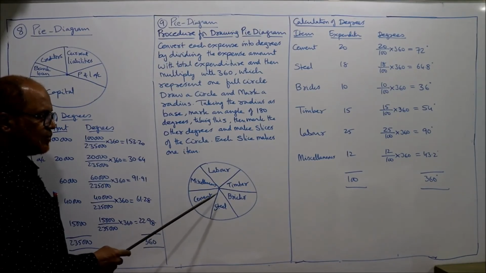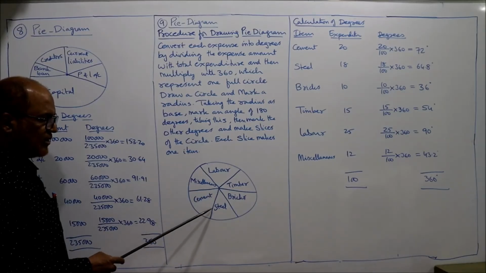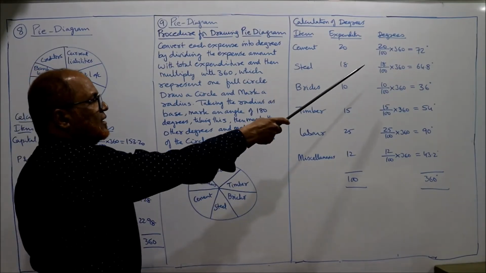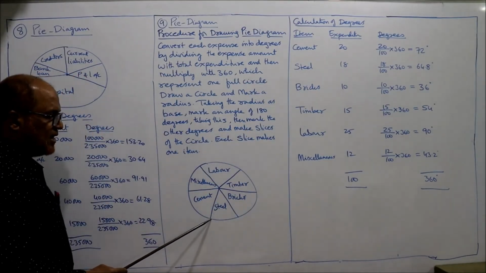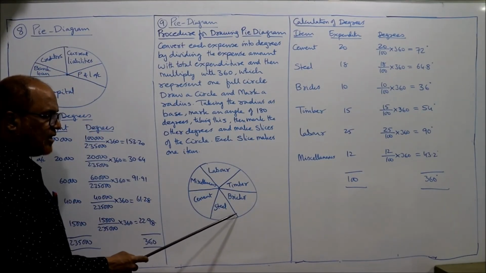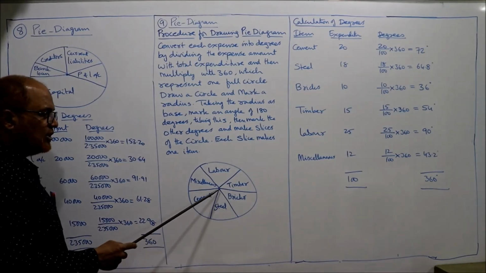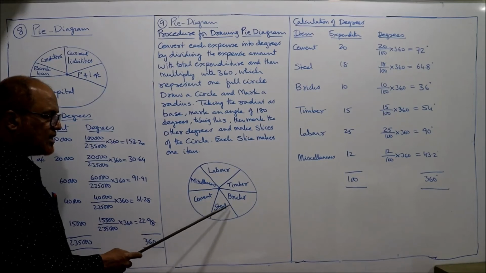Then the steel slice. Put the D circle line and coincide on this line. Then take the degrees of steel. Steel is 64.8. At 64.8, put a mark and then join this to the center. This will give you steel. Again put the D circle line on this and coincide.